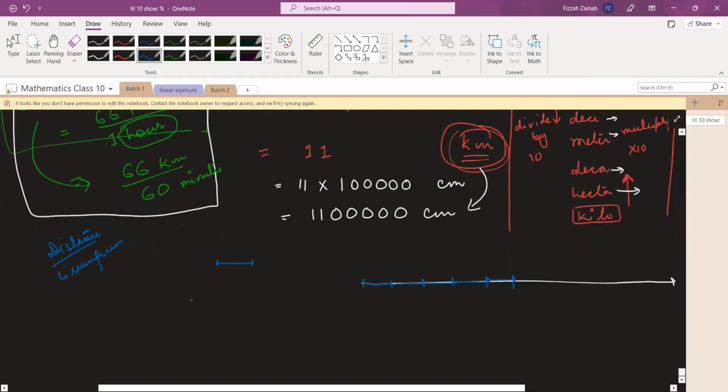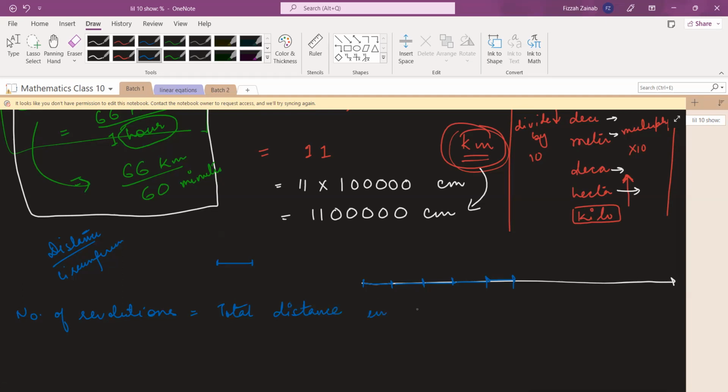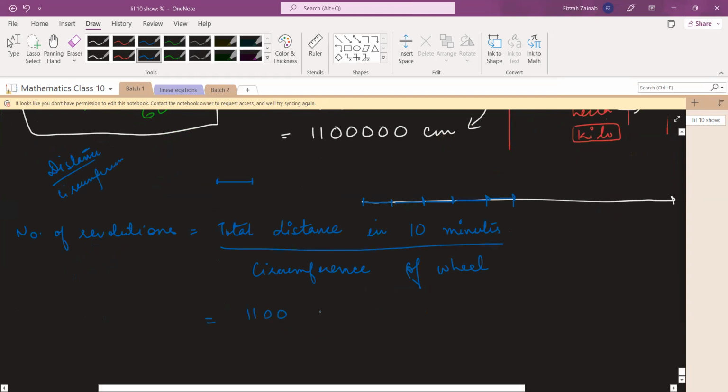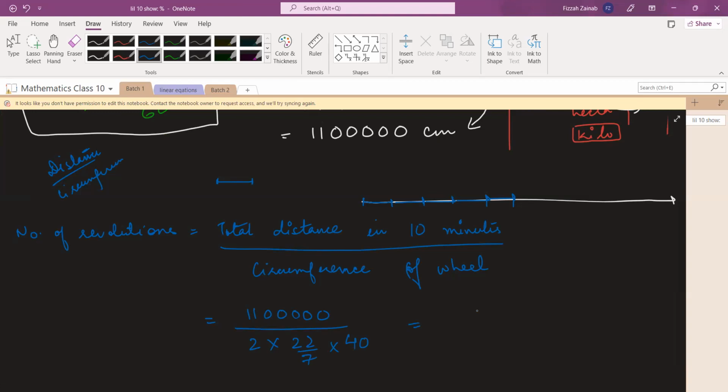So number of revolutions is equal to total distance in 10 minutes, because only the 10-minute distance you have to take, divided by circumference of the field. So the distance we have got is 11 and then five zeros. And what was the circumference? 2 into pi, 22 by 7 into r. I think it was 40, right? Okay, so this 7 will go in the numerator, and then 2 into 22 into 40 is in the denominator.